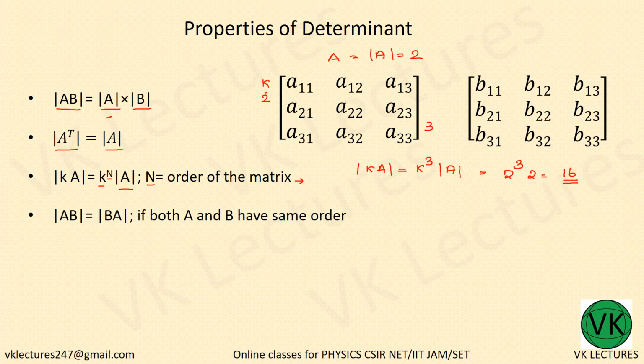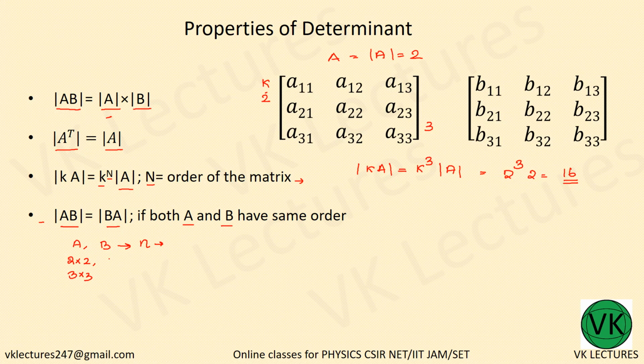And the last point, determinant of AB will be equal to determinant of BA if both A and B have same order. That means A, B should be of order n. Either it should be 2 by 2 or 3 by 3. Both A and B should be either 2 by 2 matrix or 3 by 3 matrix. It should be square matrix.